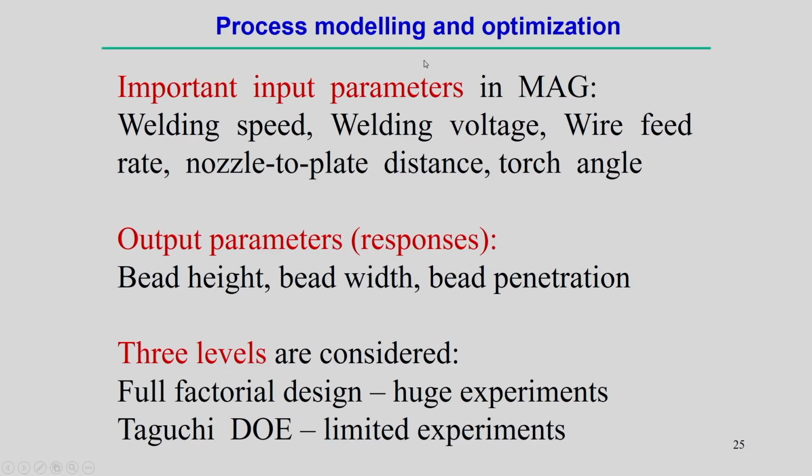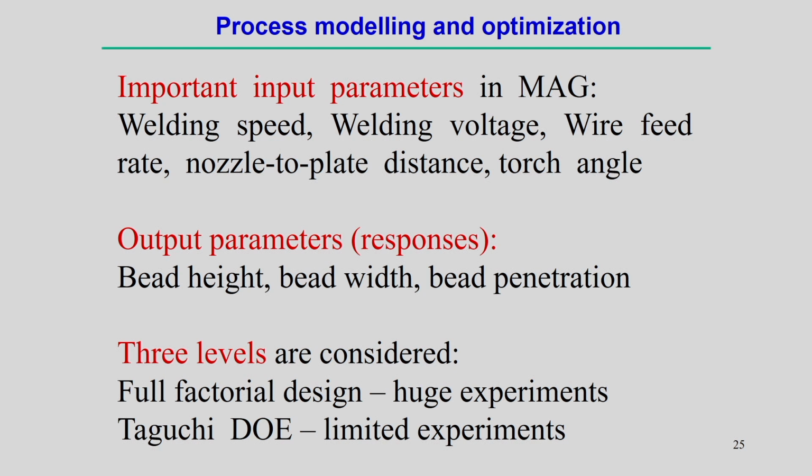Now, input parameters in a MAG welding process can be, for example, welding speed, welding voltage, wire feed rate, nozzle to plate distance, and torch angle. The output parameters are the different responses, for example, bead height, bead width, and bead penetration. And of course, we can also design the experiment.